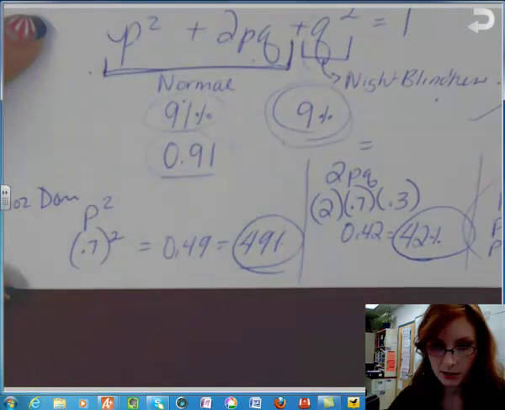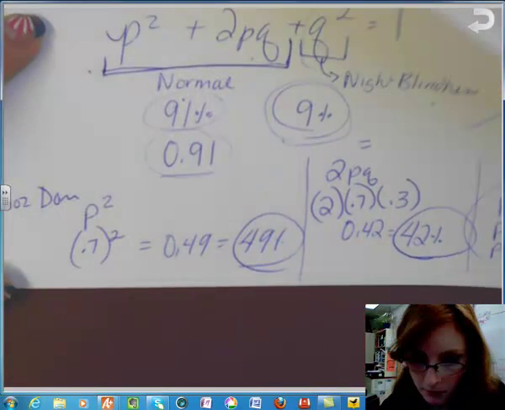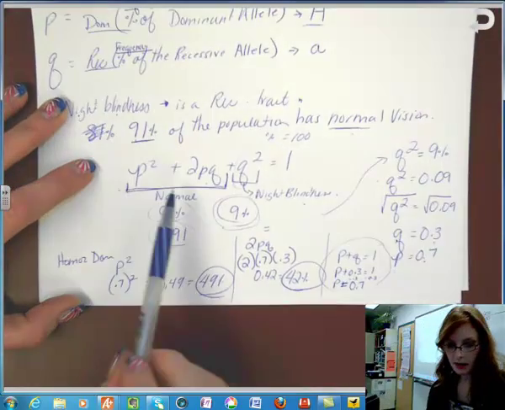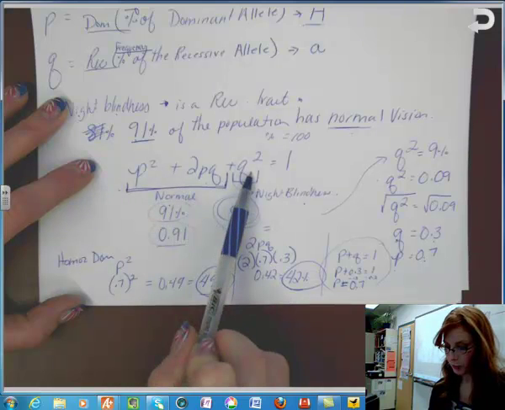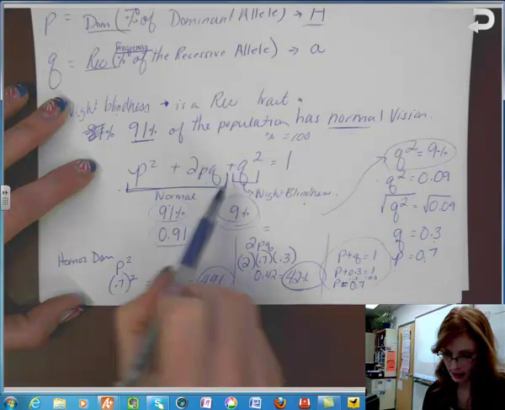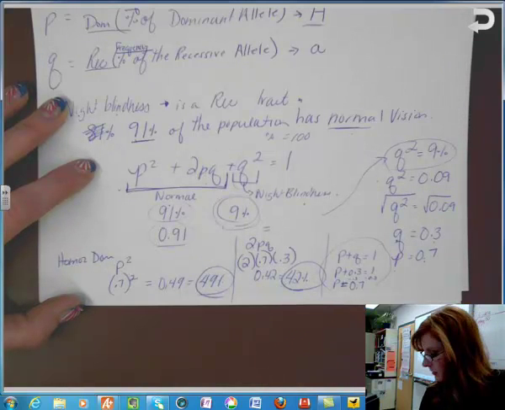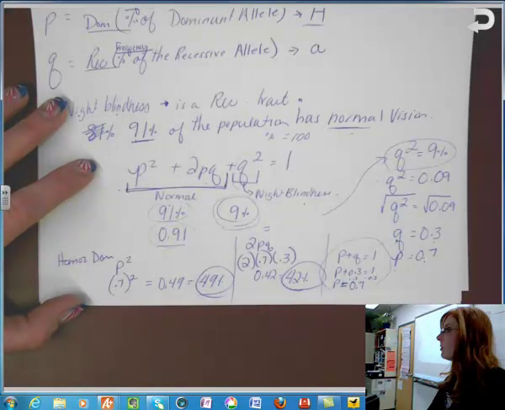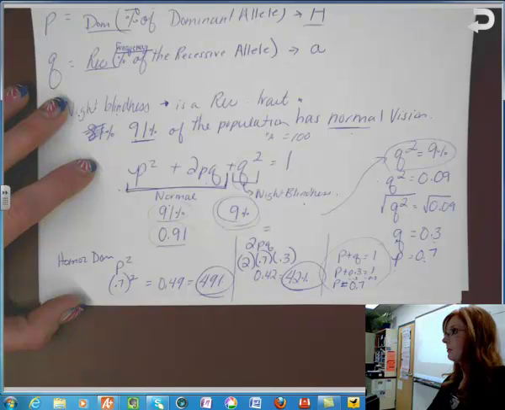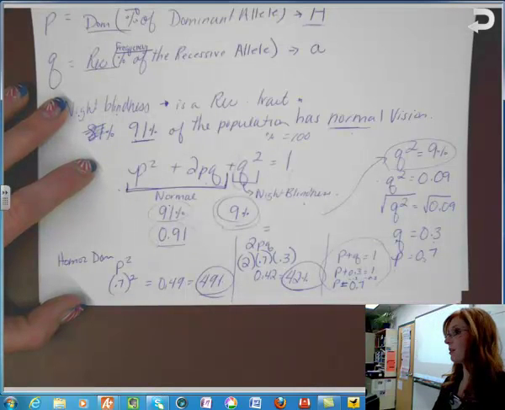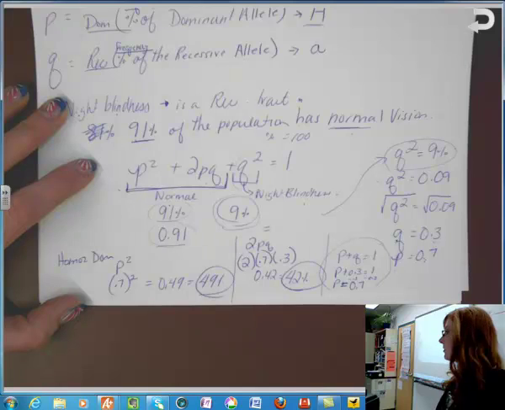Now, you can always check to make sure you have these questions right. And I just have to zoom out here for a moment. If we know that p squared plus 2pq plus q squared equals 1, we know that q squared is 9. So if we add 9 plus 2pq, which is 42, plus p squared, which is 49, we equal 100. So if those all end up at 100, you've solved it correctly. If 0.3 and 0.7 equal 1, or 70 and 30 equal 100, you've answered that correctly.